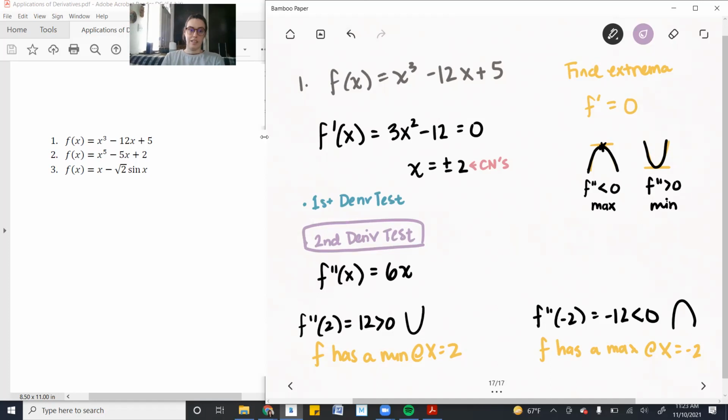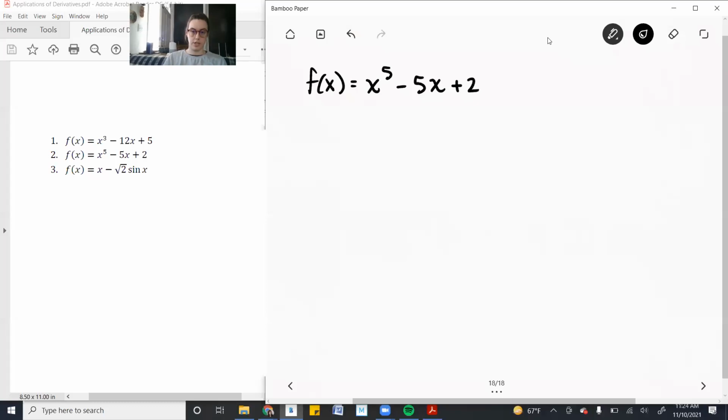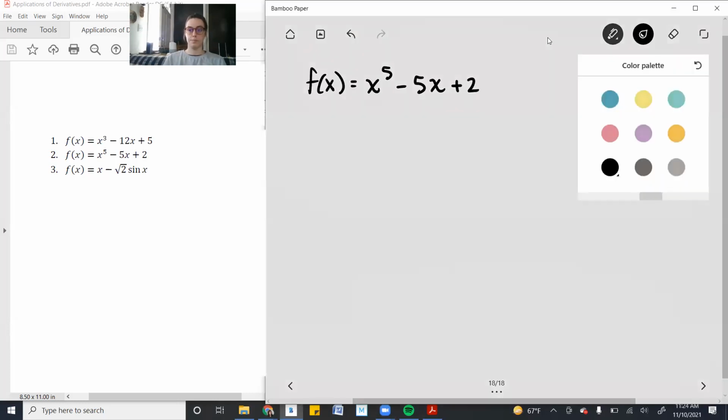All right, let's do number 2. I'm going to have you pause your screen. Try it yourself. Okay, so we're looking for the extrema. If you have not paused and done it yet, please do so. I want you to try and use the second derivative to prove if you have a min or a max. Then when you're ready, you can resume.